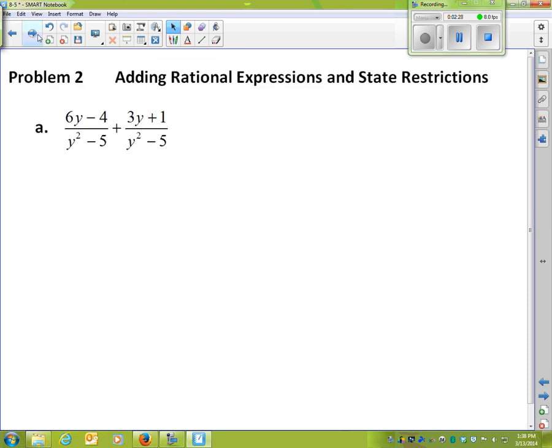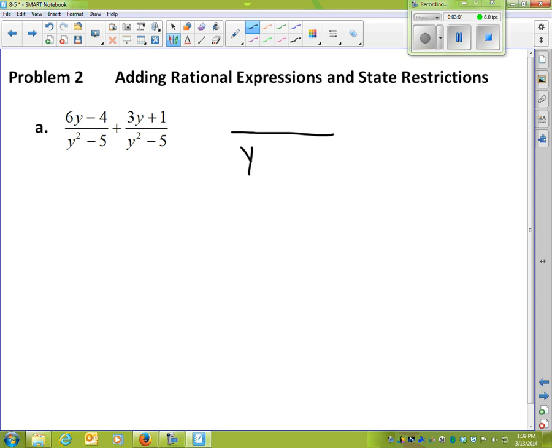In our first example, when I look at the two denominators and I go to factor, y squared minus 5 cannot be factored. This is not a difference of two squares. If I try to take the square root of 5, that's not a whole number. So there's nothing to factor in the denominator. They are already common. They're both exactly the same. So steps 1 and 2 are already taken care of.